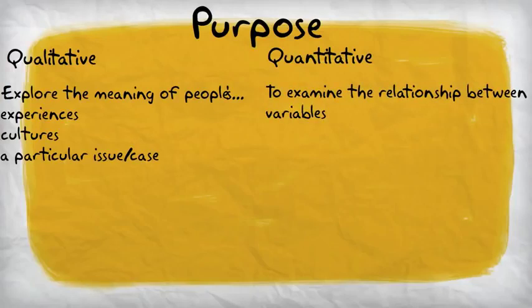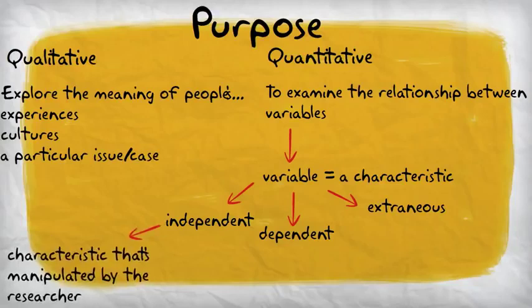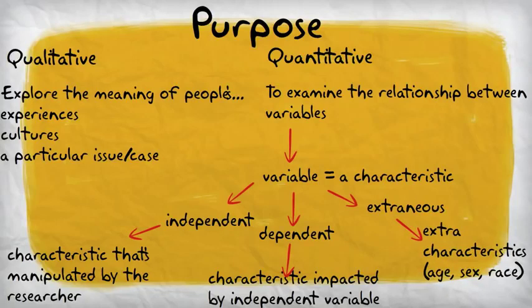Let's define a variable. A variable is a characteristic. We'll talk more about this in just a second. But for this class, we're going to learn about three kinds of variables: independent, dependent, and extraneous. Independent variables are variables or characteristics that are manipulated by the researcher. Dependent variables are characteristics that are impacted by that manipulation of the independent variable. Extraneous variables are variables that are extraneous to what the researcher is really trying to focus on, and they're usually demographic information such as age, sex, race, ethnicity, things like that.